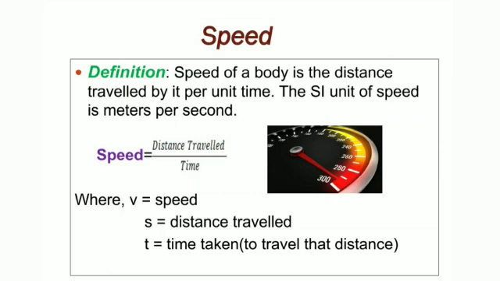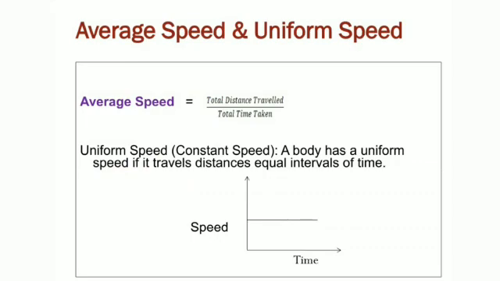So the definition gives the formula for speed. Speed is distance traveled over time, where v is speed, s is distance traveled, and t is time. And the next is average speed and uniform speed.